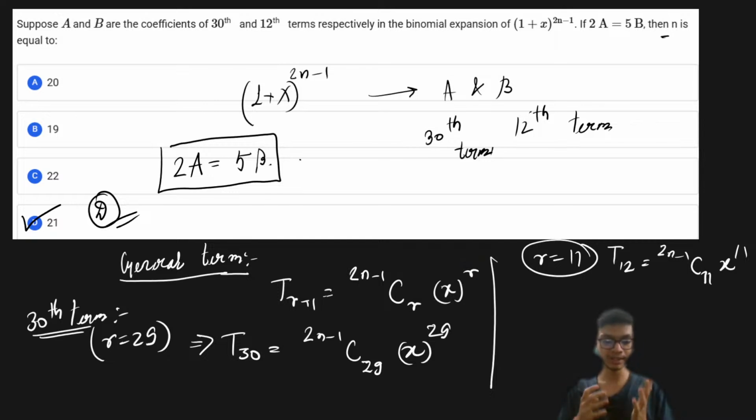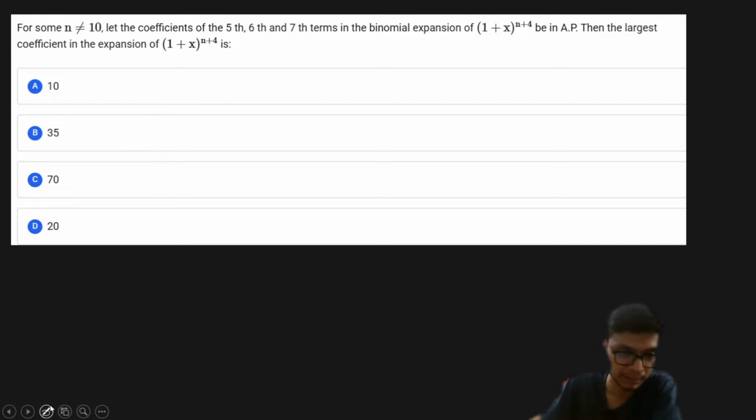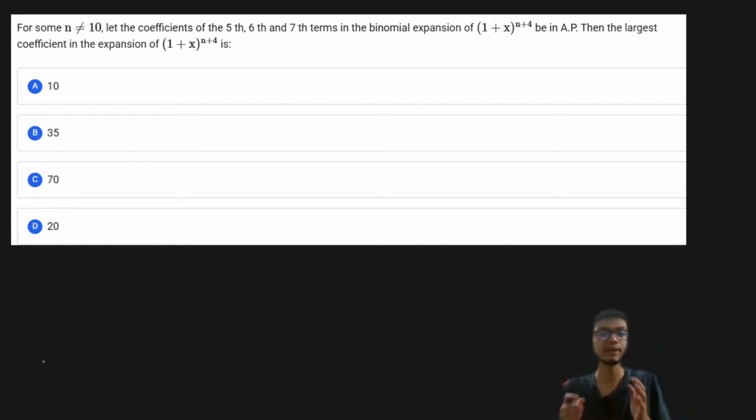So with that, let's work on the next problem. The next problem is again a very interesting problem. For some n, with n not equal to 10, the coefficients of the fifth, sixth, and seventh terms of the binomial expansion are in AP. Again, these kinds of questions are very important for your JEE Mains, because this kind of question has already been asked in the JEE Advanced previous year problems. If you look at those, you will see a lot of these types of problems have already been asked. It is said that n should not be equal to 10.